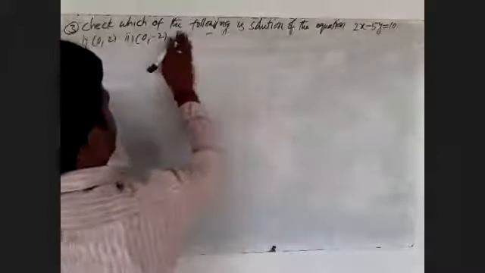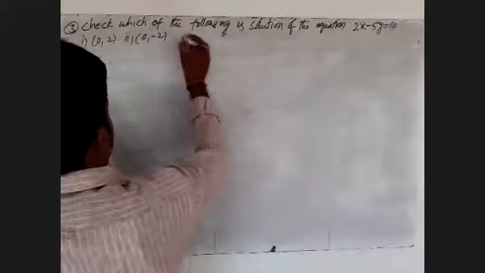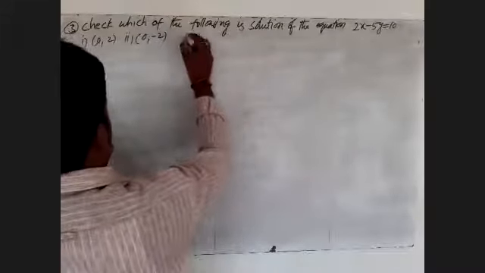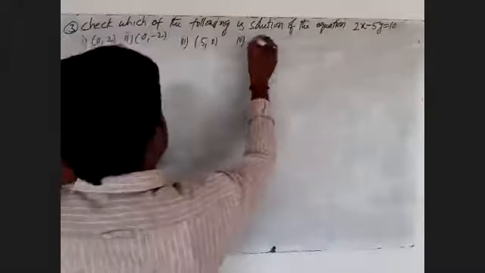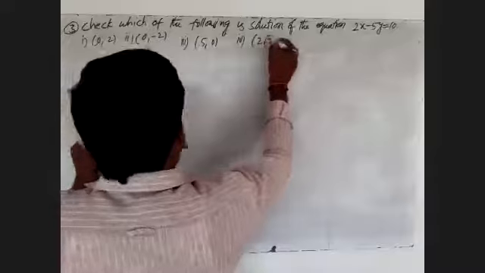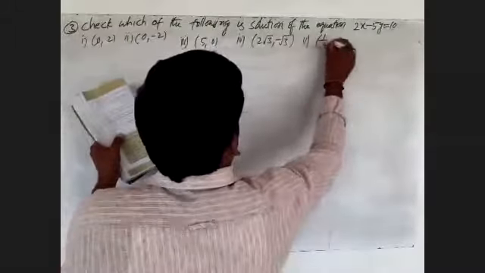Sorry, the third one is 5, 0. The fourth one is 2 root 3, minus root 3. The fifth one is 1 by 2, 2.